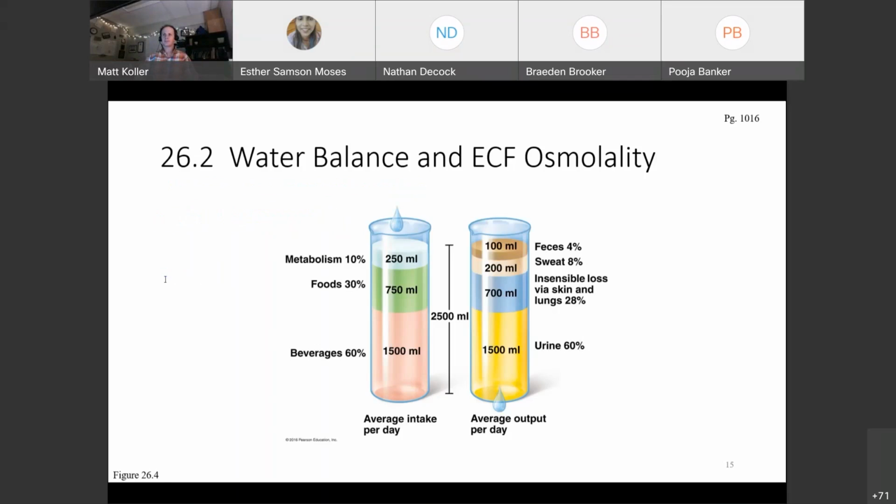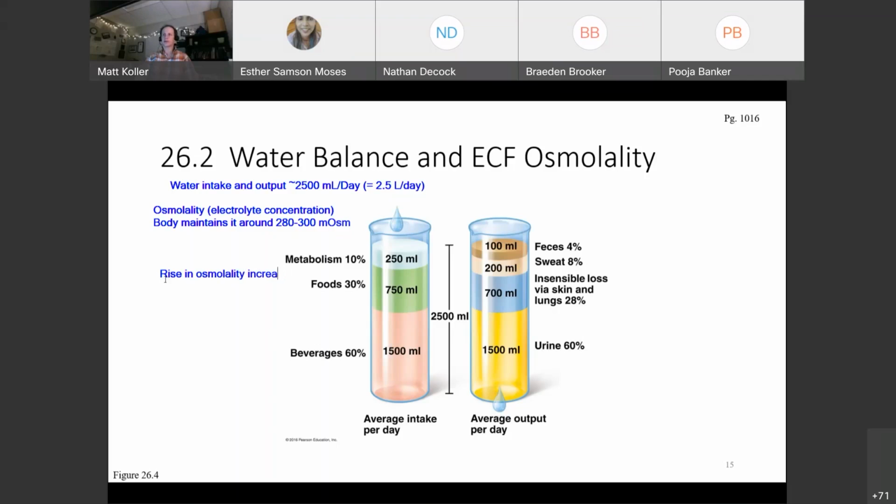So let's say your osmolality increases, or you have a rise in it. That's being redundant. Well, what happens? You have too high a concentration of electrolytes, so you're going to get thirsty, right? And this causes anti-diuretic hormone to be released.